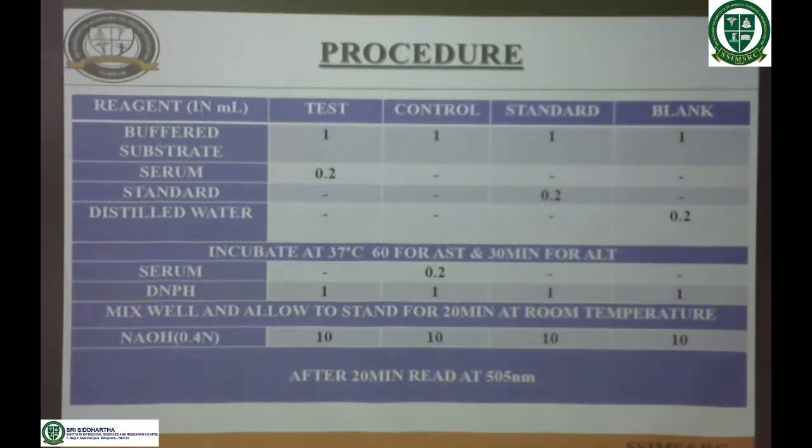After that you have to add the DNPH reagent to all 4 test tubes, around 1 ml for each test tube. Then mix all the reagents and incubate for 20 minutes at room temperature. After that you have to add around 10 ml of the reagent.